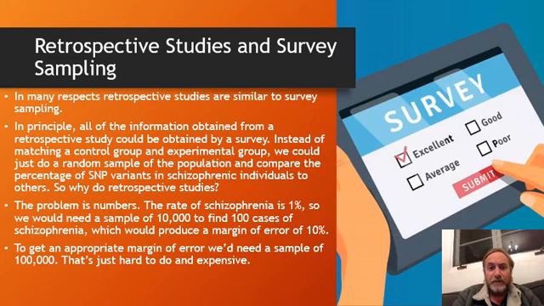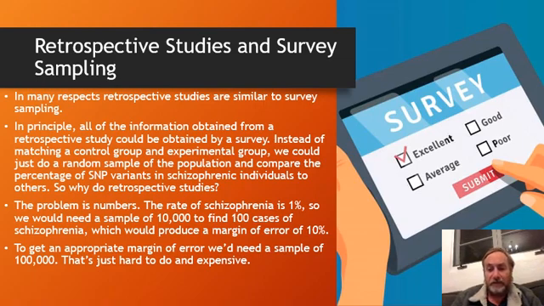In many ways, retrospective studies are actually quite simpler than survey sampling. At least in principle, all of the information you get from a retrospective study could be obtained by a survey. Instead of matching a control group and experimental group, you could just take a random sample of the population and compare the percentage of S&P variance in schizophrenics to the percentage in non-schizophrenics. So why not just do samples?